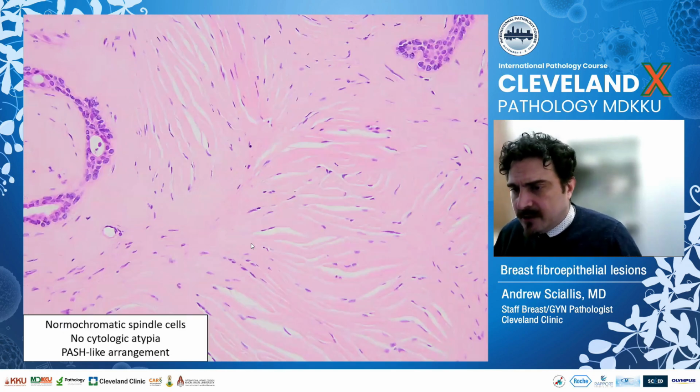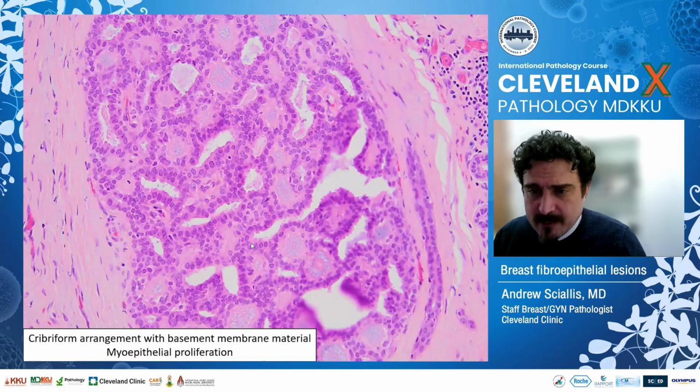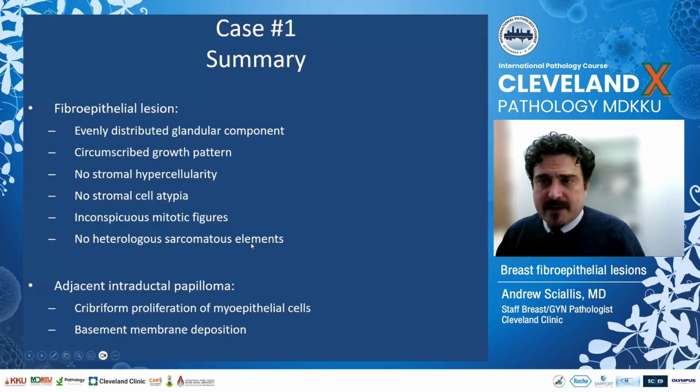It's this patch-like arrangement with these slit-like spaces that almost look like blood vessels but don't have any red blood cells in them. And then my favorite part, which is one of my favorite intraductal lesions, is this cribriform arrangement, a lot of excess basement membrane material, this spidery, squiggly stuff in here, and it represents a myoepithelial proliferation.